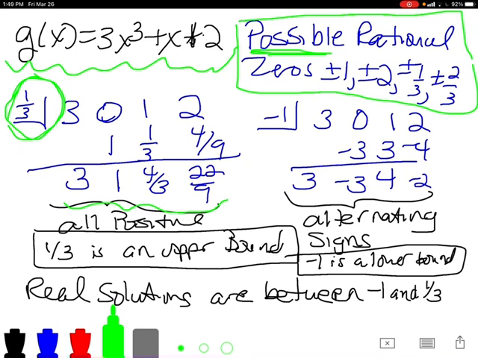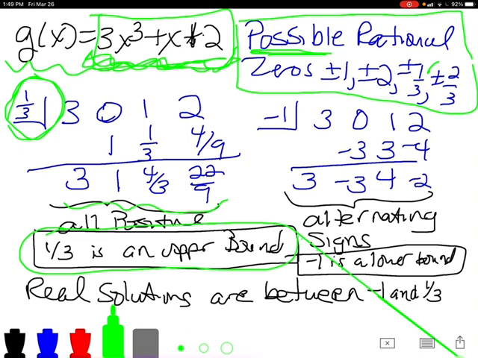So that means positive 2/3 won't work. Positive 1 won't work, and positive 2 won't work. So none of the positives are going to work, which we also knew when we did Descartes' rule of signs. It says if there's no sign change in your original polynomial, then there's zero positive roots. So I'm kind of hinting at things, if you weren't here in class, what you need to study and what you also need to review. So then we found that 1/3 is an upper bound. There's nothing higher that will work as a zero.